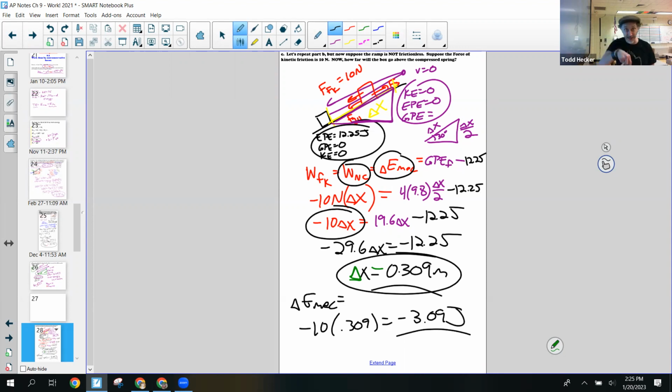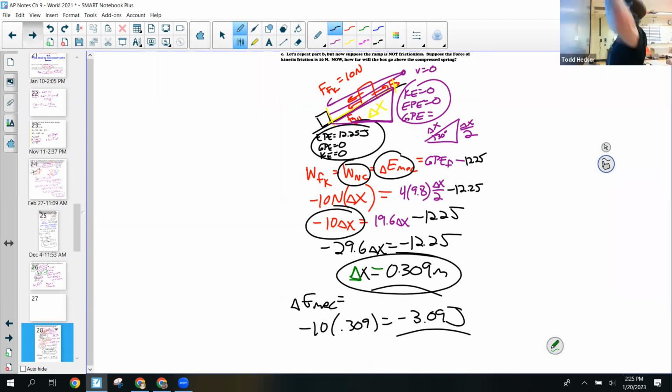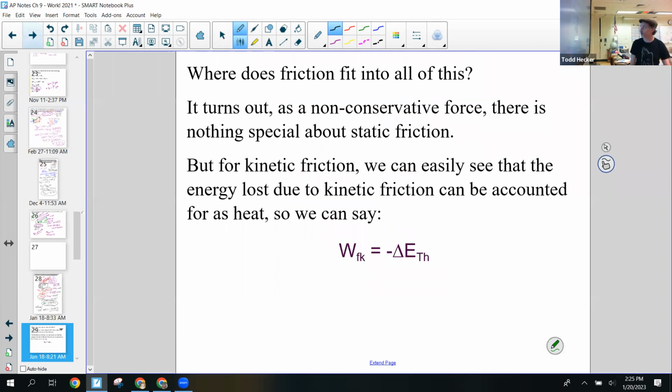So at the beginning of the video, I talked about thermal energy. That's where it went. Check it out. Where does friction fit into all of this? Well, it turns out that as a non-conservative force, there's nothing special about static friction, largely because relative to the moving object, it doesn't do work. But for kinetic friction, we can see that the energy lost turns into heat.